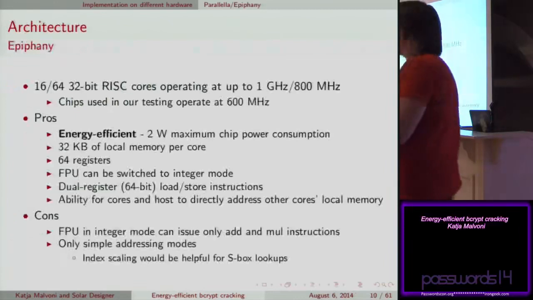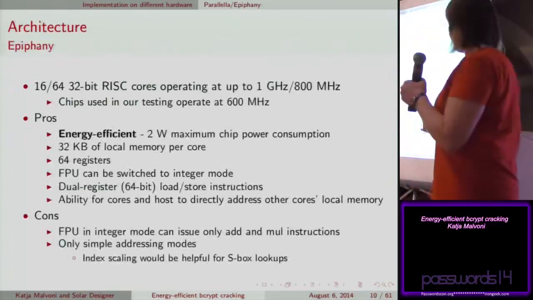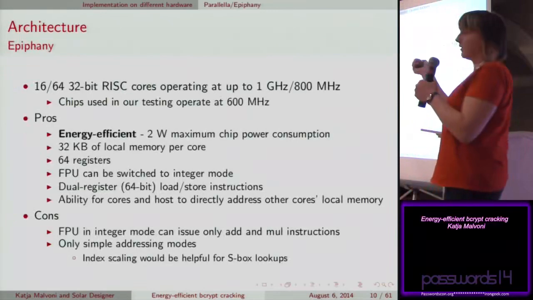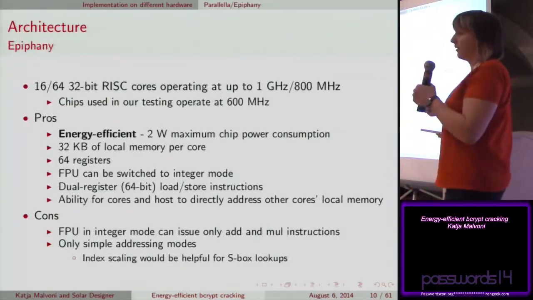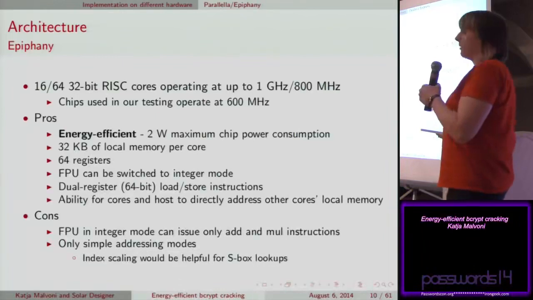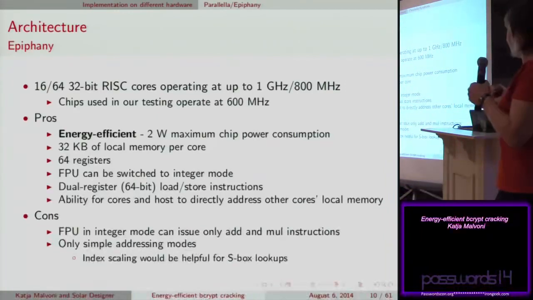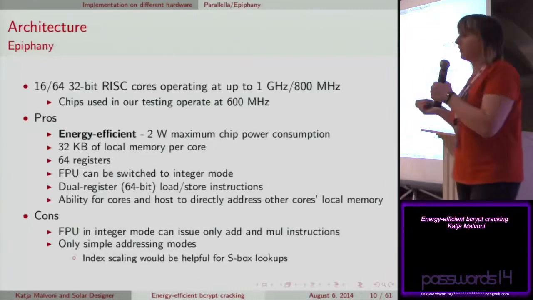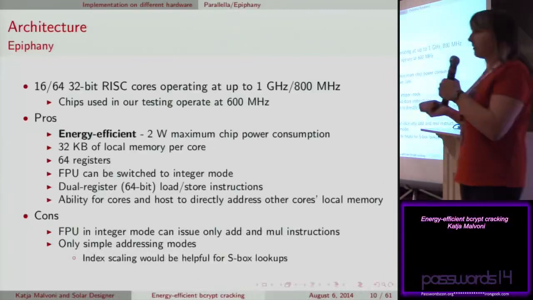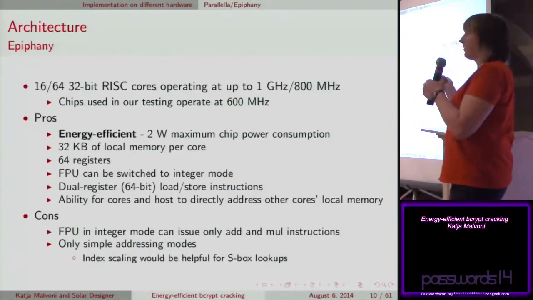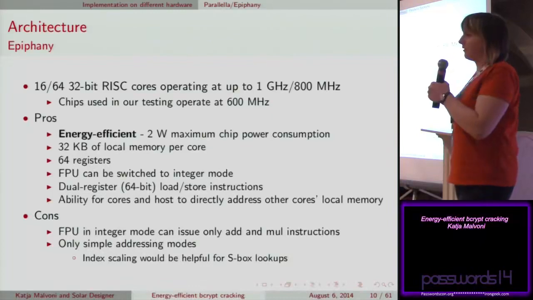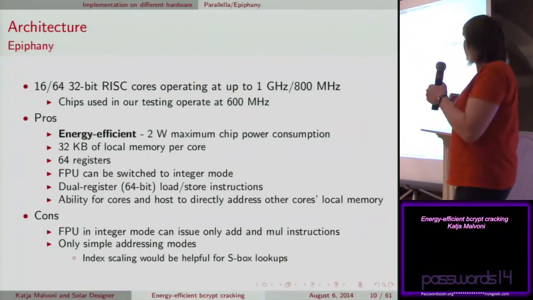The first architecture is Parallella with the Epiphany multi-core chip. Epiphany has 16 or 64 32-bit RISC cores, which operate at up to 1 GHz. What is important to notice is this: it consumes only 2 watts, and it's really only 2 watts for both the 16 and 64 core versions. Other important features are a really high amount of local memory per core and a really high number of registers, which is untypical in today's CPUs, and an FPU which can be switched to integer mode.